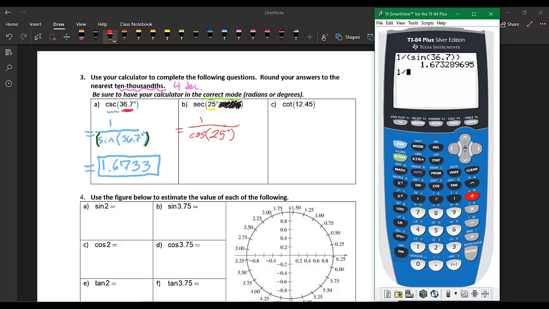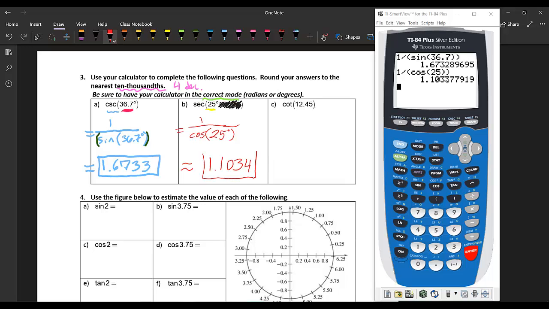So let's do 1 divided by, open parentheses, cosine of 25, close the parentheses on the angle, and close the parentheses on your denominator. You hit enter, and we're rounding to 4 decimal places. So this is going to be approximately equal to 1.1034. I see that I have a 3 next, but after the 3 is a 7, so that last 3 rounds up to a 4. That is the secant of 25 degrees.